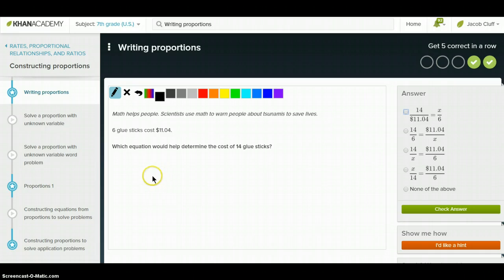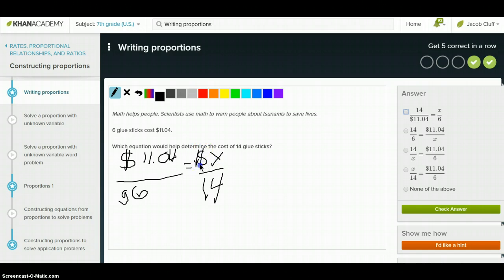Let's do another one. Alright, so 6 glue sticks, $11.04. So we're doing the same thing, $11.04. And that's over 6, and we'll say that's glue sticks. And then the price for 14 glue sticks, that's going to be on the same row over here, and we're left with X dollars. Alright, so we're going to cross multiply 14 and $11.04, and then we're going to divide by 6. That'll give us our ratio.